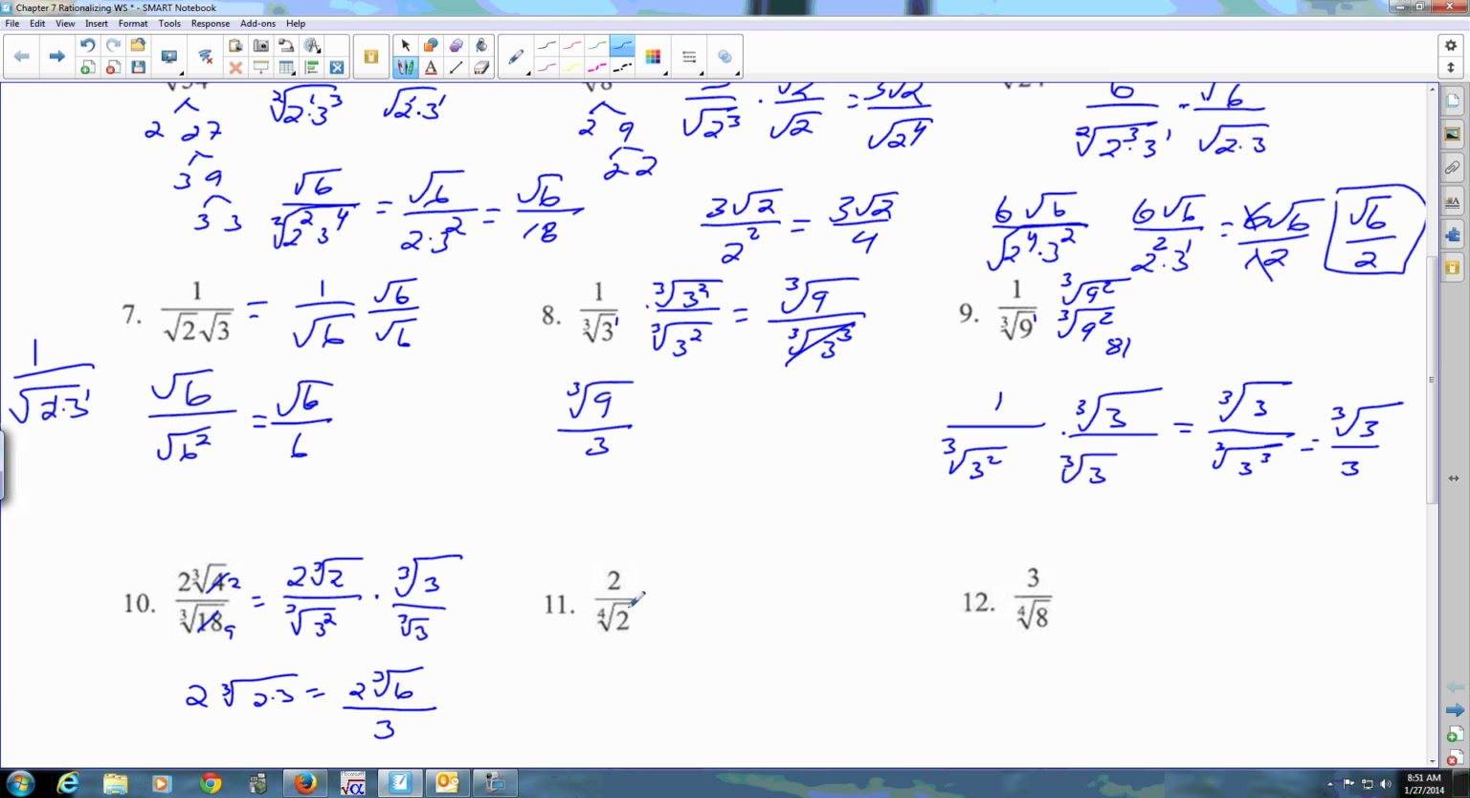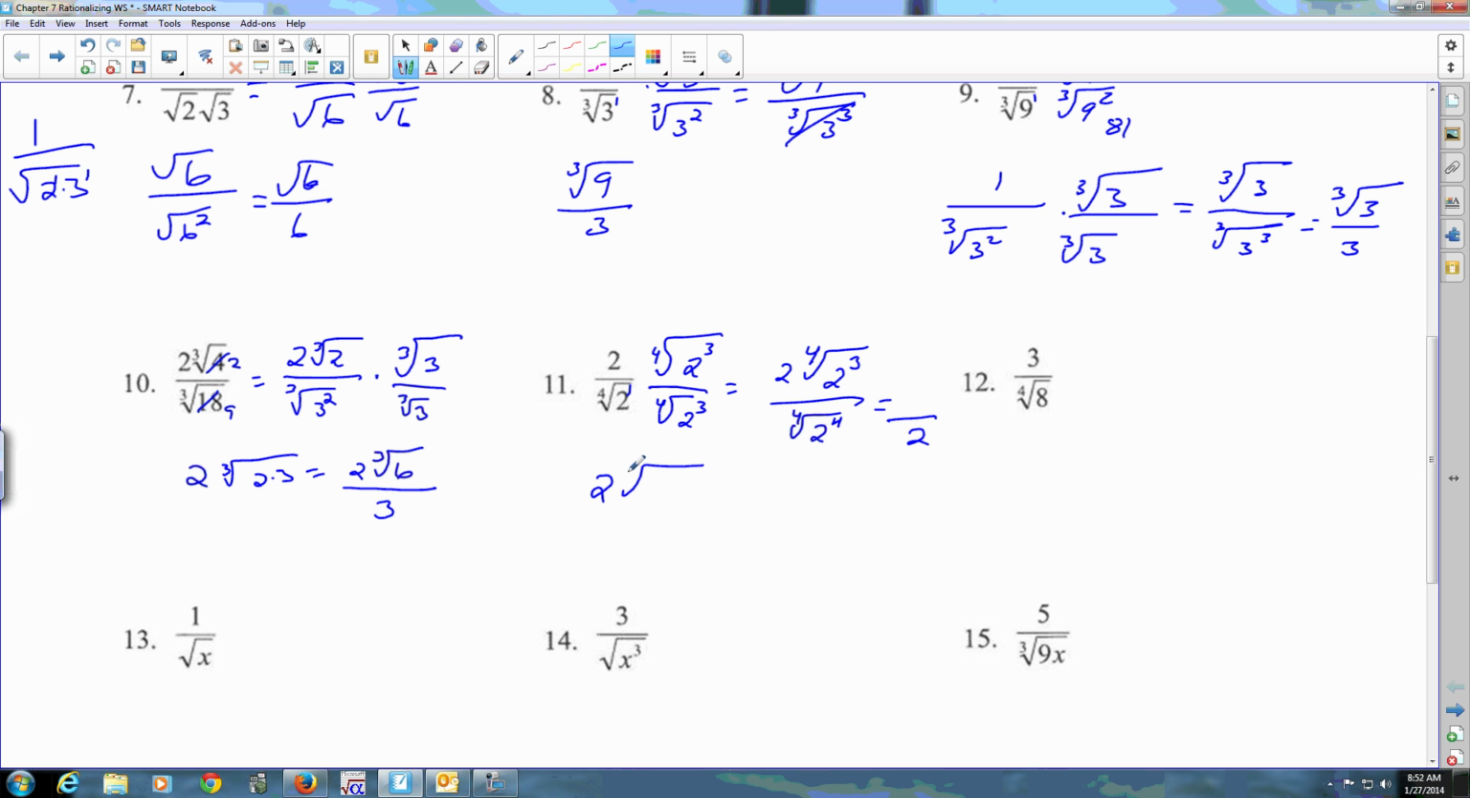Okay, fourth root. I need the power to be a multiple of the root, so I'm missing 3 2's. So if I multiply by 2 cubed, then that becomes 2 to the 4th. So I have 2 fourth roots of 2 cubed over the 4th root of 2, now it's to the 4th, because 2 cubed times 2 to the 1st is 2 to the 4th. Power matches root, so the bottom is going to come out as 2. Okay, give myself a little more room here.